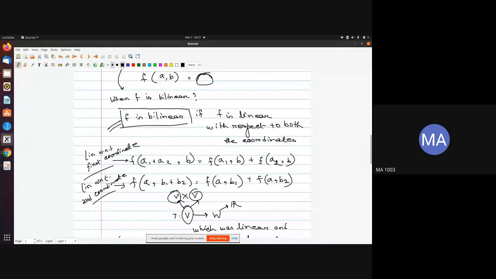So here again I am mentioning this. A function is called bilinear.